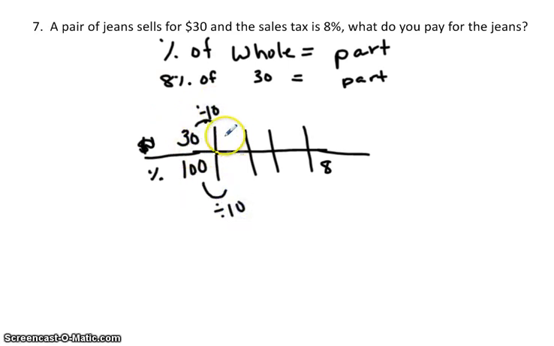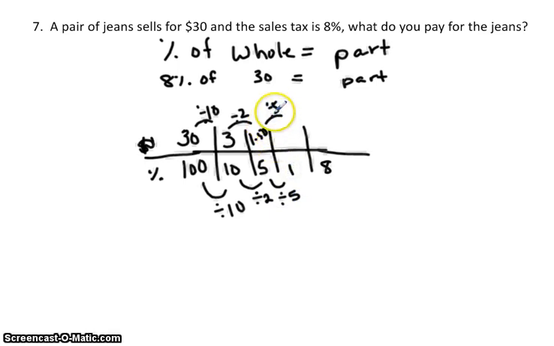So 30 divided by 10 is 3, and 100 divided by 10 is 10. I'm trying to make 8, so I'm going to go ahead and divide by 2 to get to 5. I'm going to divide by 2 to get $1.50. Okay, and again, I'm putting that 0 on the end so it makes sense to me for numbers. I'm going to go ahead and divide by 5 to get to 1.